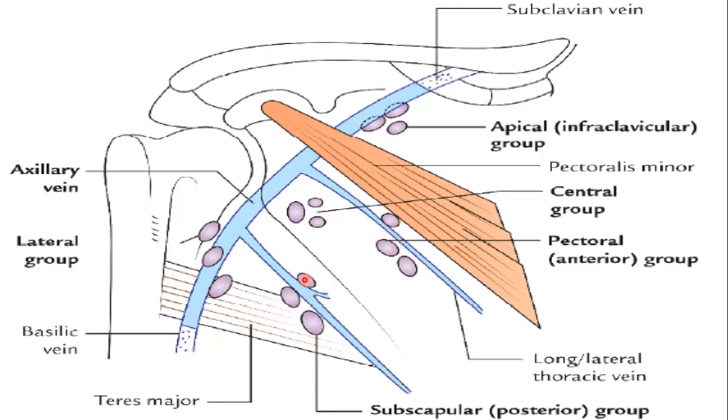Remember, the posterior group will drain the axillary tail of breast. This receives lymphatics from this group and this group. Then they will drain into this group. This group will receive lymphatics from all these groups and drain them into the right lymphatic trunk on the right side and to the thoracic duct on the left, or directly to the jugulosubclavian venous junction, or a few lymphatics might drain into the supraclavicular lymph nodes or the inferior deep cervical lymph nodes.